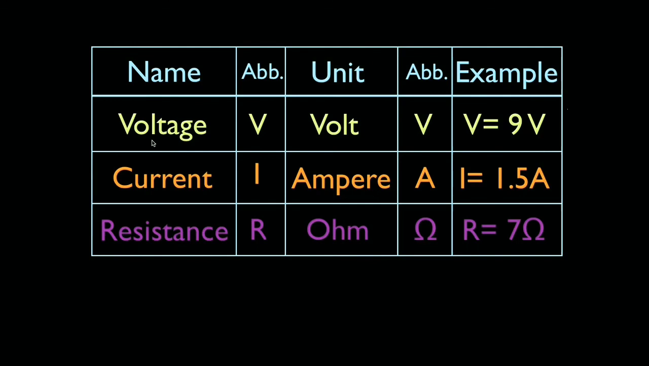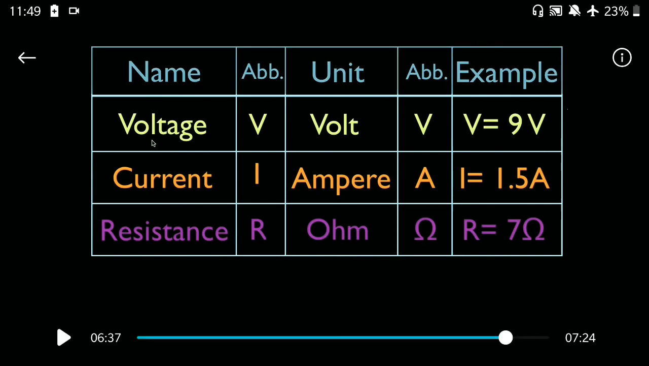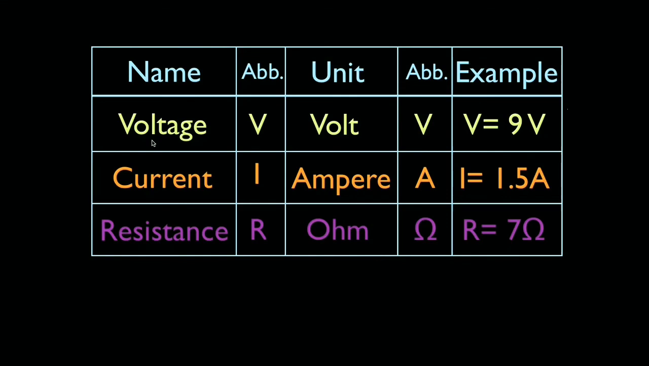For example, I is equal to 1.5 amperes means the amount of current is 1.5 amperes, indicated by A. Resistance is indicated by letter R, and the units are ohms, indicated by the inverted U symbol. If R is equal to 7 ohms, it shows that the resistance offered by that particular resistor is equal to 7 ohms.